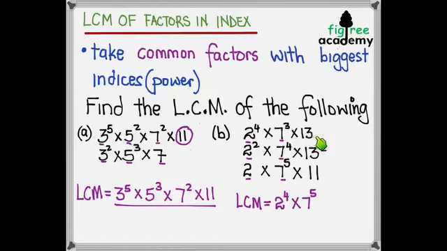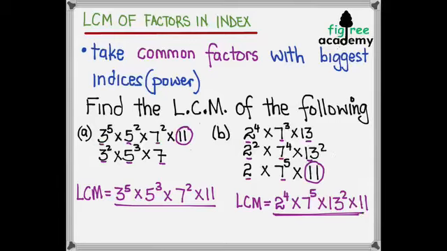And 13 is common in 2 terms. Therefore, we just look at those 2 terms and take the highest power. Here we have 13 and 13 to the power 2. Then we take 13 squared and we write it here. And 11 is not a common factor. We write it in the answer.